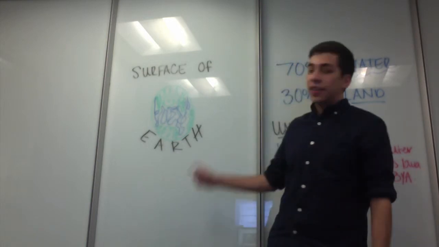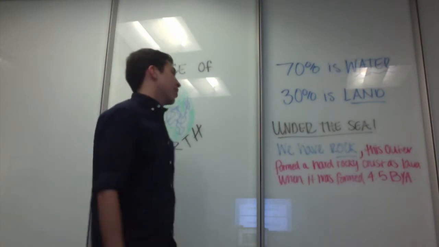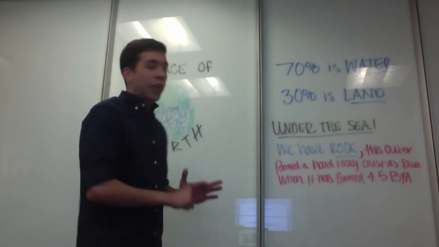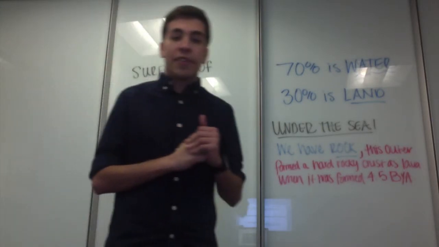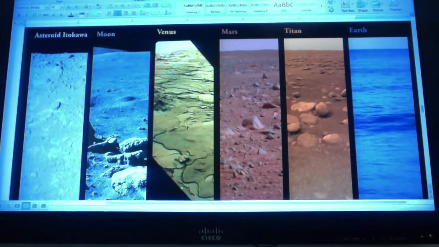Next, we'll talk about surfaces of the Earth. 70% of the Earth is water, while the other 30% is land. Underneath the ocean, we have rock. This is the outer layer formed by a rocky crust that came from lava when it was formed about 4.5 billion years ago. These are the surfaces of different planets. As you can see, Earth is mainly covered in water. The rest of the planets contain rocks and typically contain many gases that are very harmful to human life.